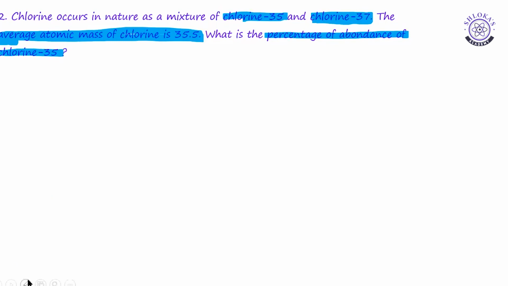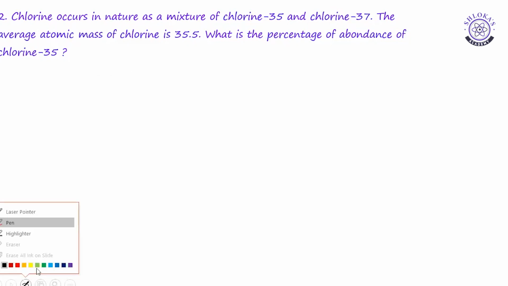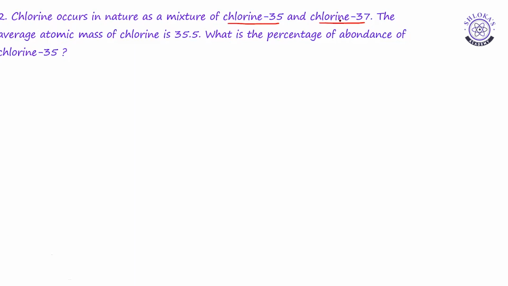Same formula, same method we have to use again. What is the formula? Average atomic mass. Let me explain. What have they given in the question? They have given chlorine 35, chlorine 37, and its average atomic weight 35.5, and we have to find out the percentage of abundance of chlorine 35.